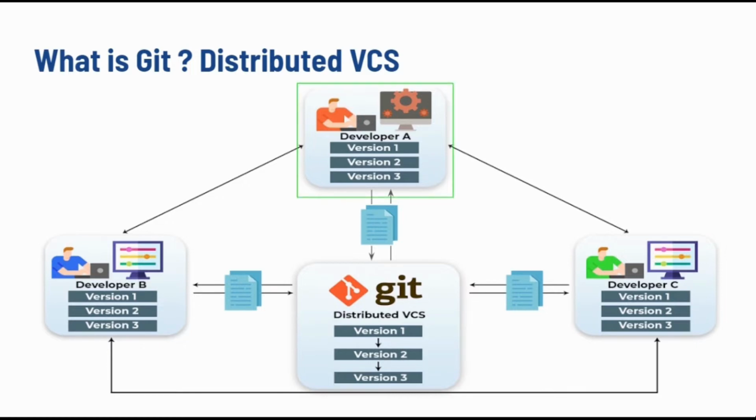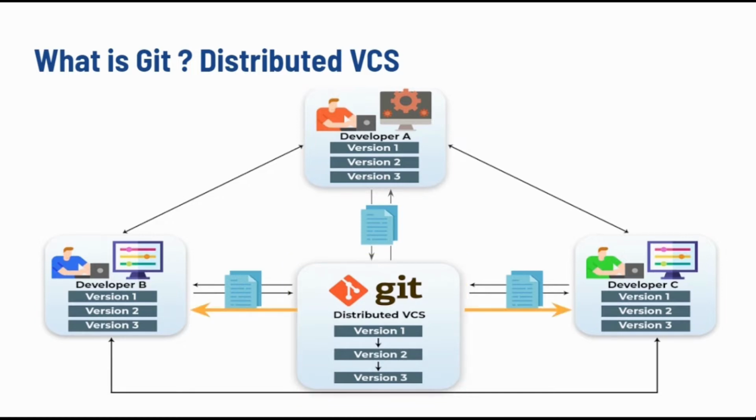For instance, developer A modifies the code, makes some changes to a source code which is available on his local PC. Once he is done with the final updates to his code, he commits the changes to the distributed server. This newly committed file is now present in the distributed server.